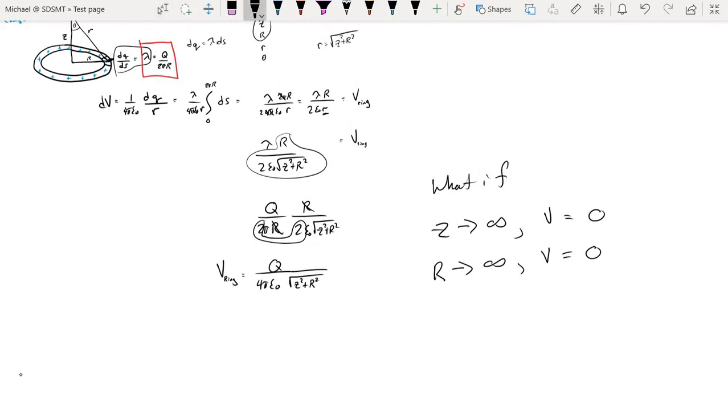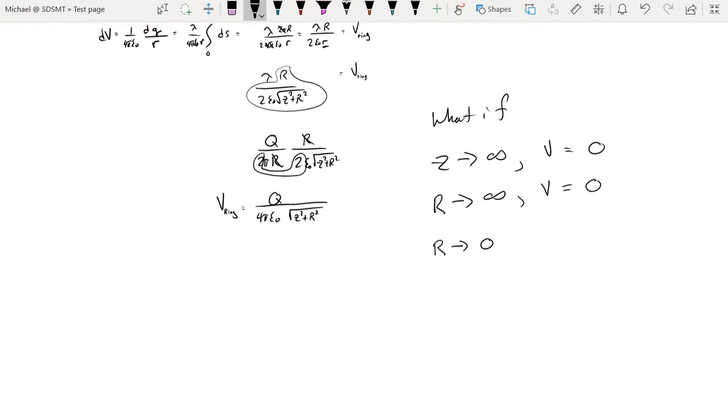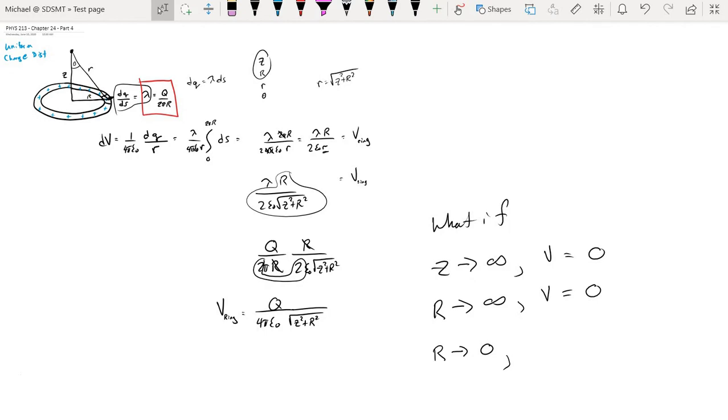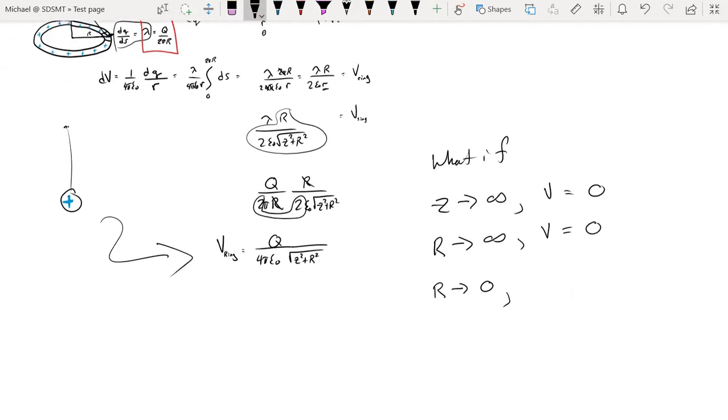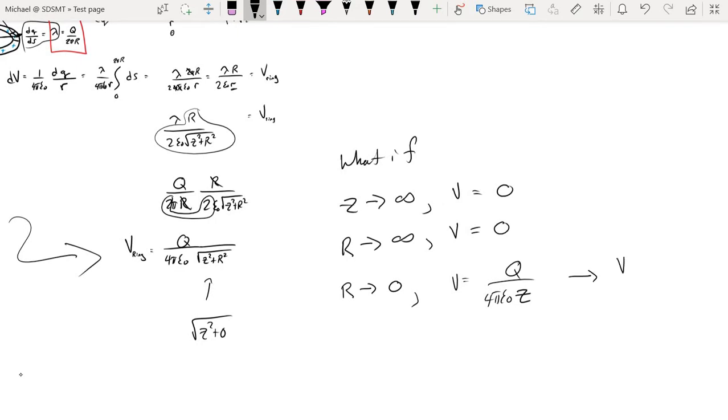What if your radius goes to 0? So what if you were to take that ring of charge and squeeze it down to a single point? Well, in that case, you would have a large collection of charge focused at a single point. That should behave like a point charge then. So what happens to our expression if we let r go to 0? Well, all we have left is root of z squared, or z. And so our potential goes to Q over 4 pi epsilon z, which is the point charge expression.